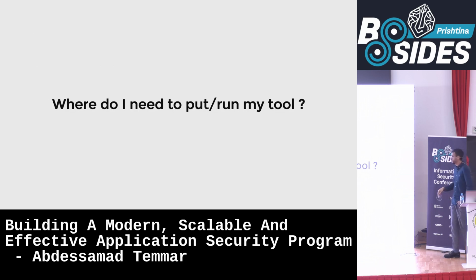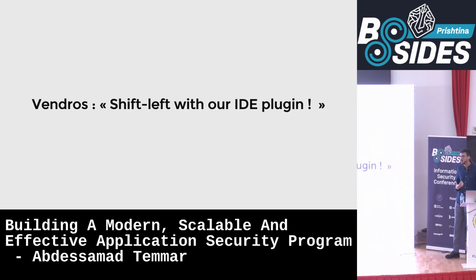Okay, now we decided to go, for example, with SAST. The next question is, where do I need to put or configure my tool? And here, there are different possibilities. If you ask your security vendor, he may tell you to use his IDE plugin to run security testing. The idea is to be able to flag security issues while the developer is building his own code.